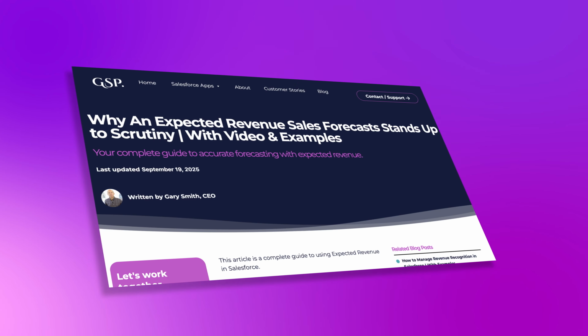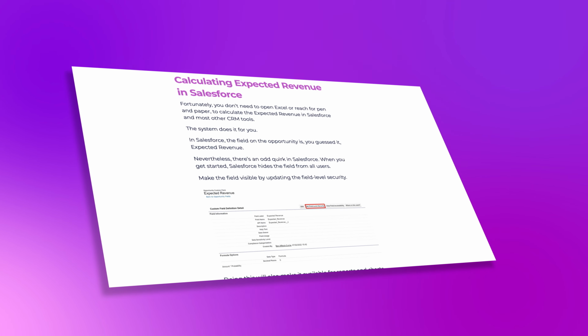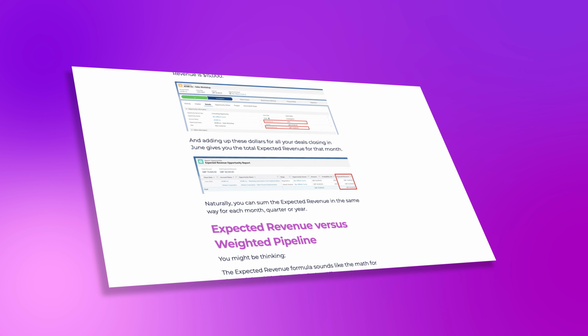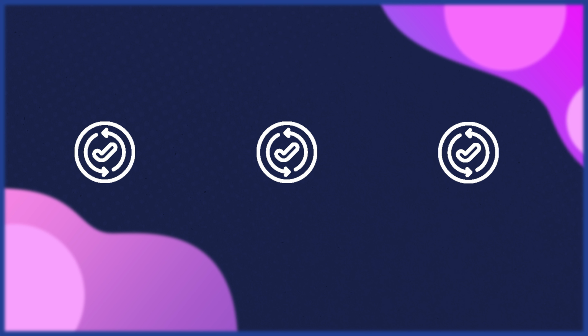expected outcome. I've got a separate video about weighted pipeline and using opportunity probability, so take a look at that if you're interested in that topic. There's a link in the description. For now, let's talk about the 3 steps necessary for an effective pipeline coverage review.